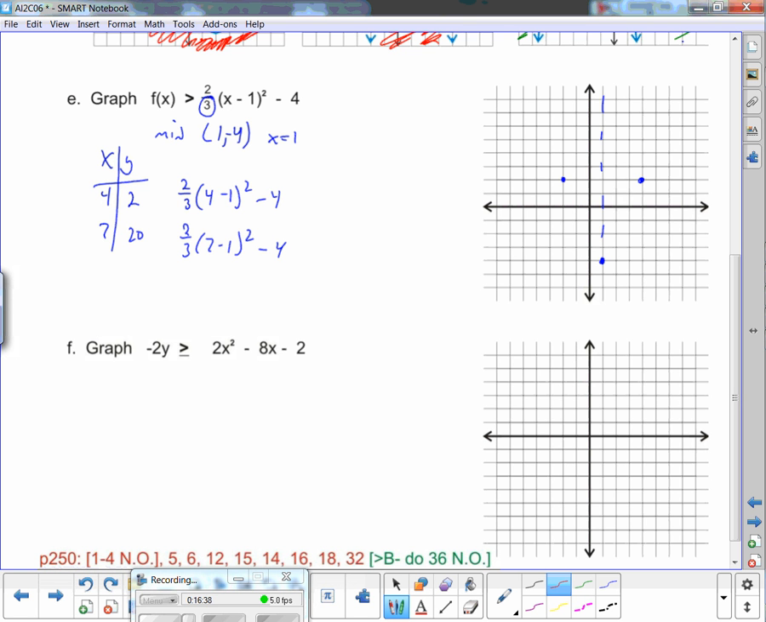All right. Solid line or dotted line? Solid or dotted? Dotted. So let's just dot off to the left. Let's dot off to the right. Are we done? Finish it by doing what? Where do I shade? Above. So where's above? Right? In this case, we're inside.